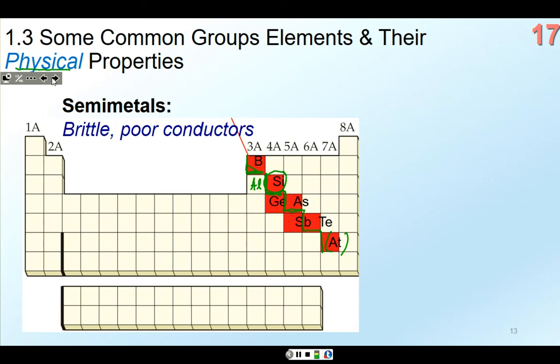So generally, if the element touches two sides of the zigzag, it will be a metalloid. Semimetal is also known as a metalloid. That's one way to think about it. Okay, they don't generalize too consistently. It's kind of tricky there.